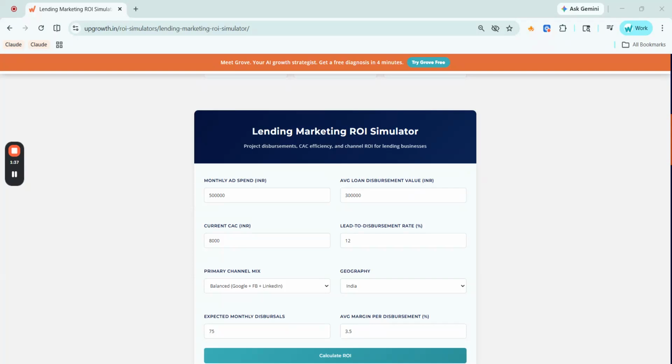We have a drop down here, select the relevant ones. And geography is your primary market. I've selected India here. And expected monthly disbursals is your target number of loan disbursements per month. And the last input, average margin per disbursement, is the net margin your business earns on each loan, the percentage of the disbursed amount that stays as gross profit after cost of funds. So I've entered 3.5% there. Now let's hit calculate ROI.